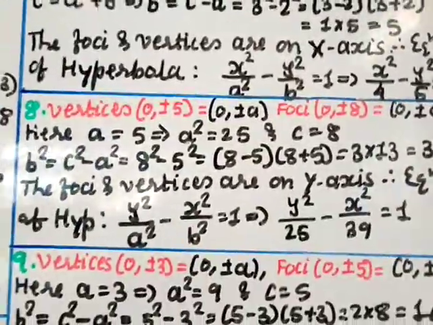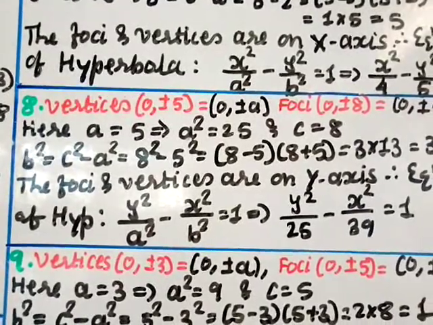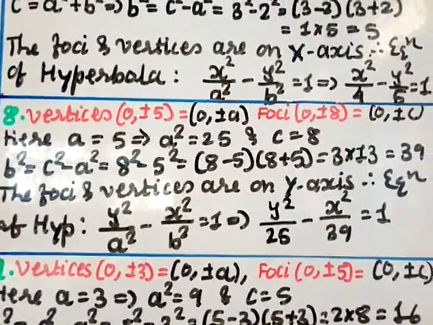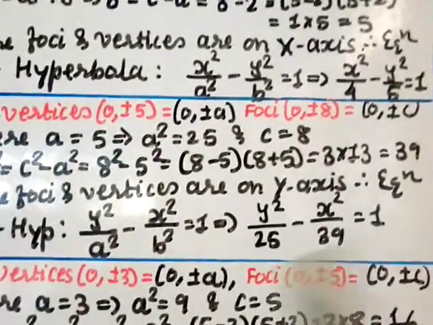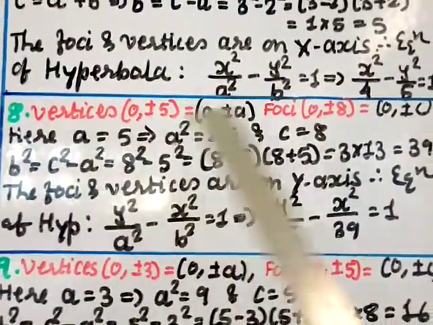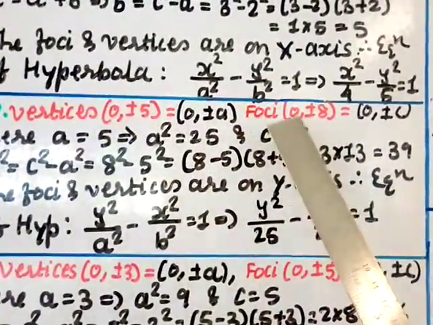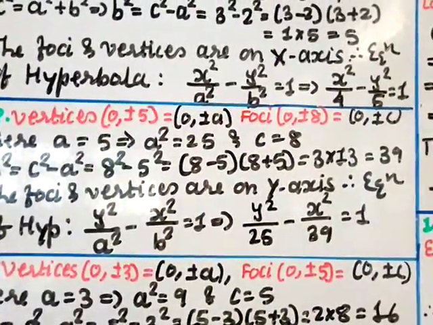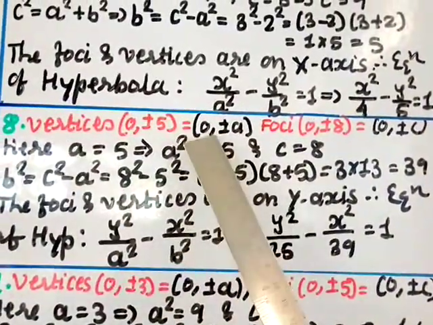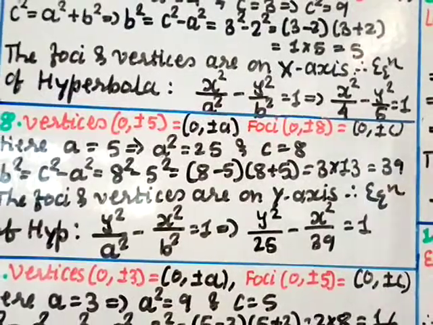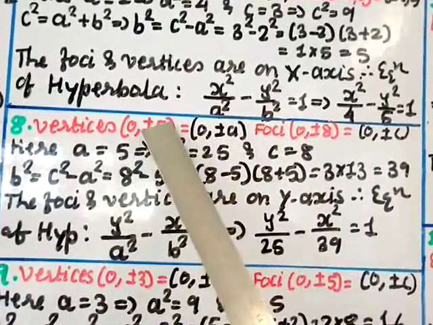Question number 9. Vertices 0 plus or minus 5 and foci 0 plus or minus 8. Here see, the x coordinate is 0 for vertices, and the x coordinate is 0 for foci. That means these both are on the y-axis. So the standard vertices are 0 plus or minus a and the foci are 0 plus or minus c on the y-axis. So from here the a value is 5.